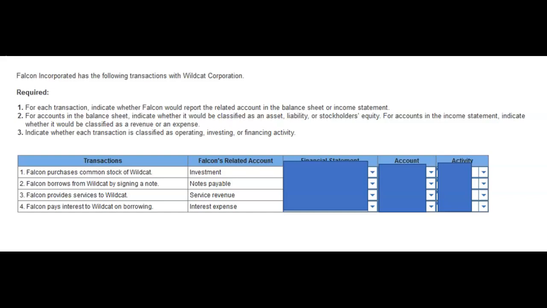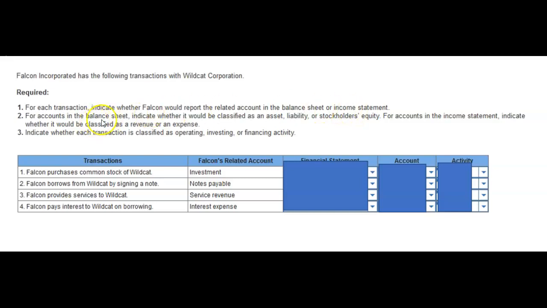Falcon Incorporated has the following transactions with Wildcat Corporation. And here's what we're asked to do. For each transaction, indicate whether Falcon would report the related account in the balance sheet or the income statement.